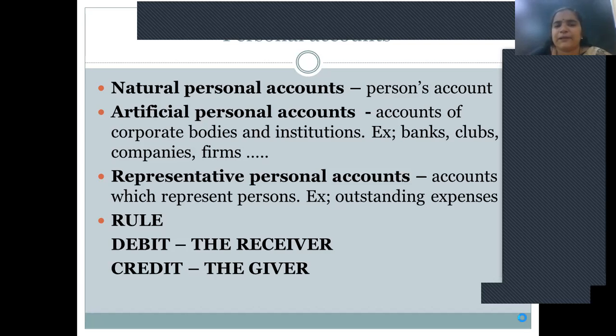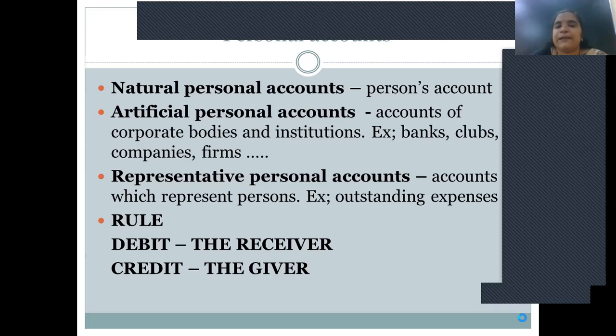Then artificial personal accounts are the accounts of institutions, corporate bodies, organizations. They may be banks, clubs, societies, government offices, companies, firms. So any organization, any institution, those are termed artificial personal accounts.